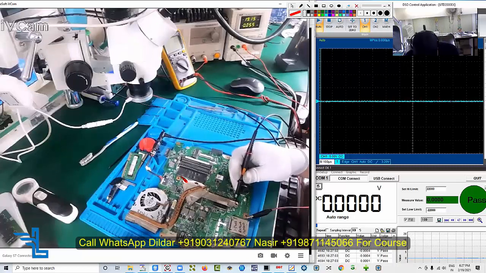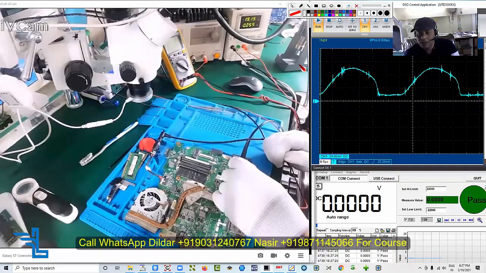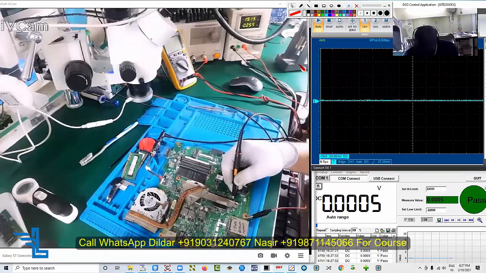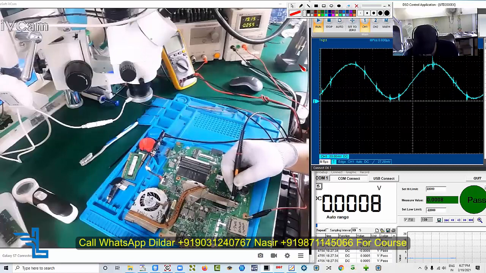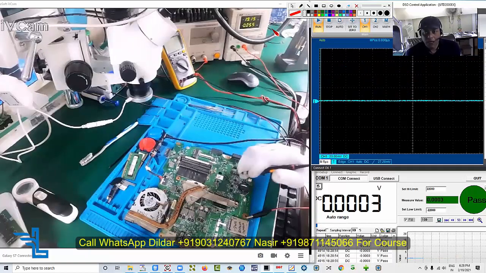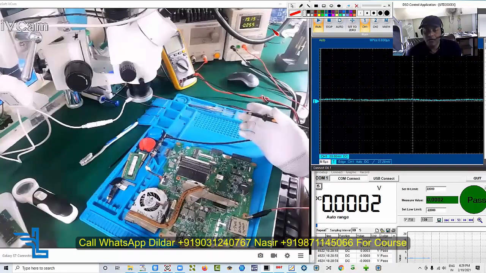So here I am going to check the RTC. You can see it has a 32 kilohertz frequency. Your RTC is having a 32 kilohertz frequency, this was the input, and this is the output. Now we have checked that the input and output of the RTC are absolutely fine.